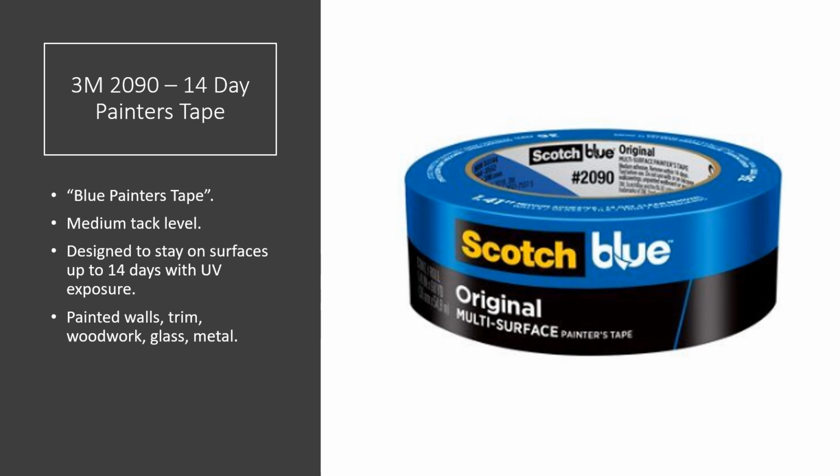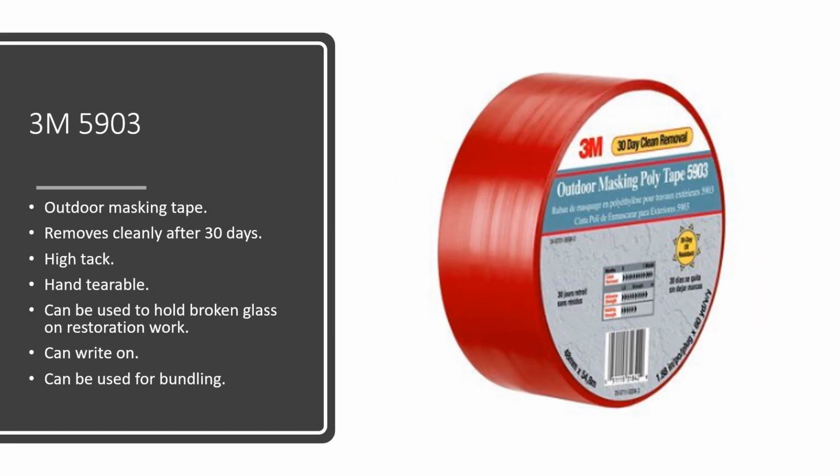Now we have our 3M 2090. This is your standard blue painter's tape that you see in a lot of different applications for paint masking. It can be purchased from Home Depot. When we made the slide deck, it was before 3M introduced a new product called 3M UV grain masking tape, which is basically the industrial version of 3M blue painter's tape. So both have that 14-day UV resistance exposure, medium tack level, really good for paint masking type applications.